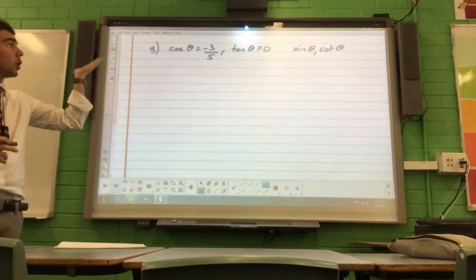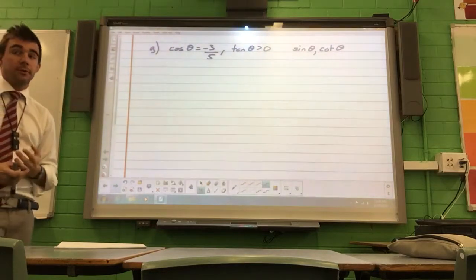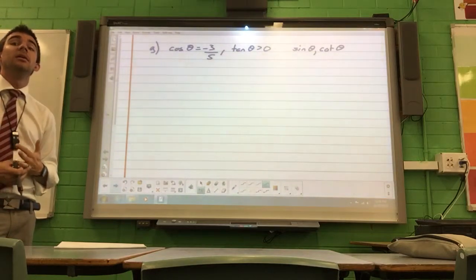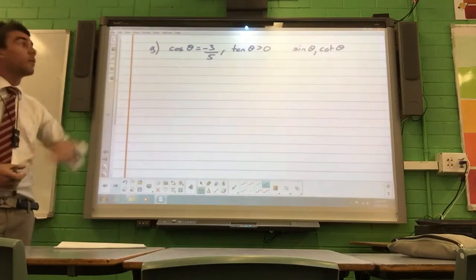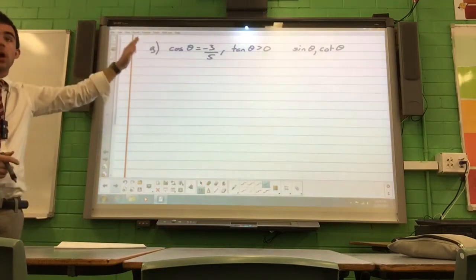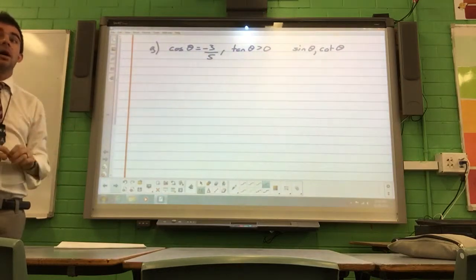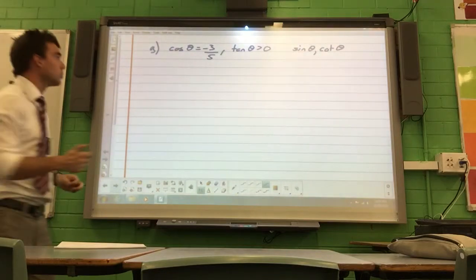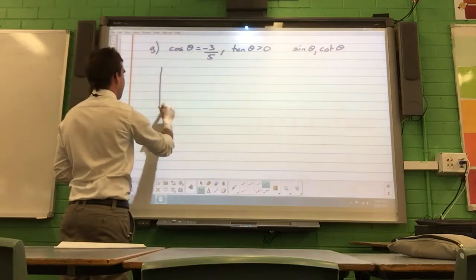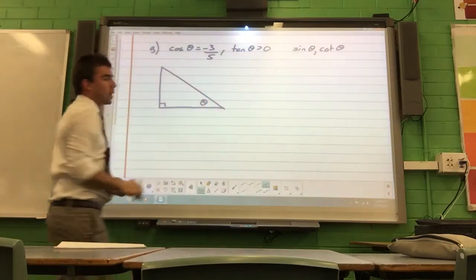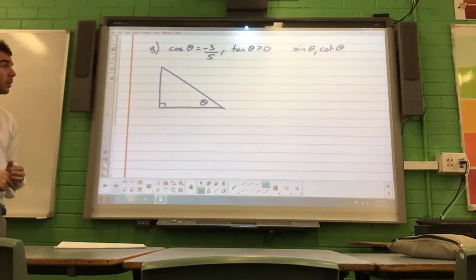Where would cos of theta equals 3 over 5 come from? If I were to write down cos theta equals 3 over 5, where could that have come from? Oh, a triangle. A right angled triangle. Let's draw that please. Put the right angle and theta somewhere in the triangle. Obviously the right angle has to be in a specific spot.